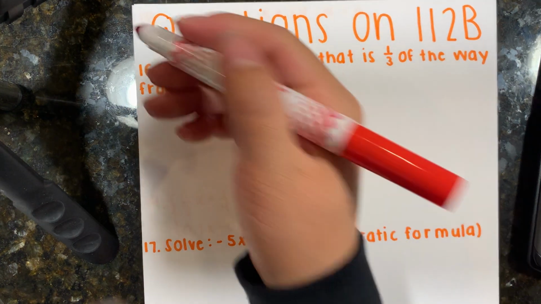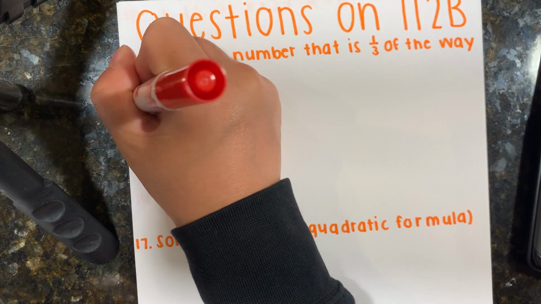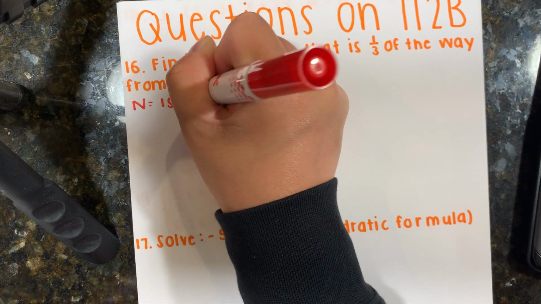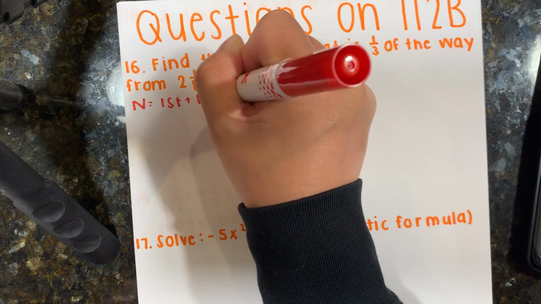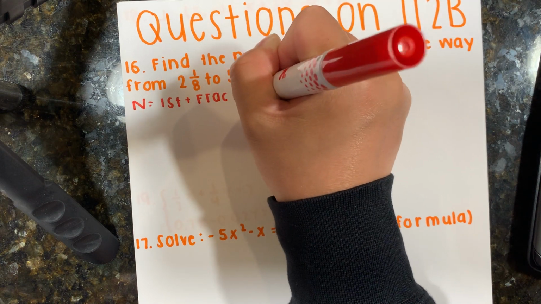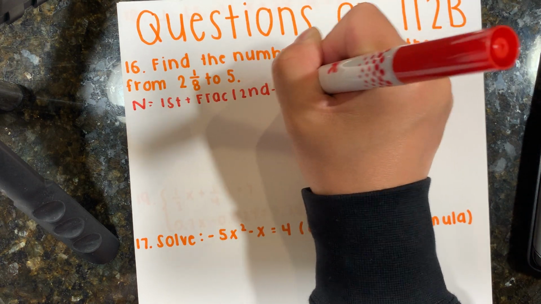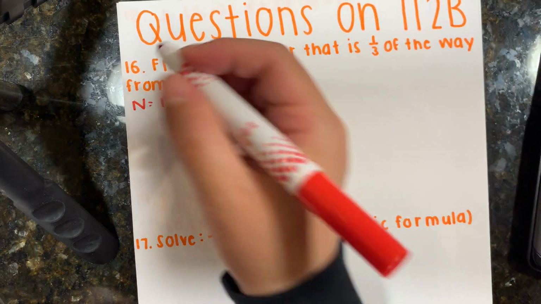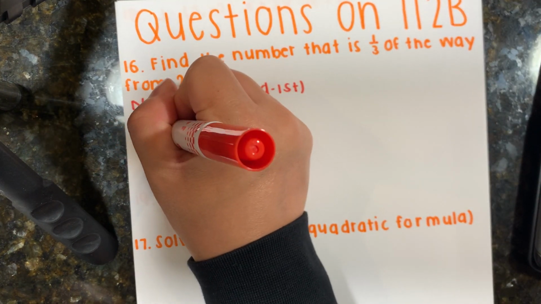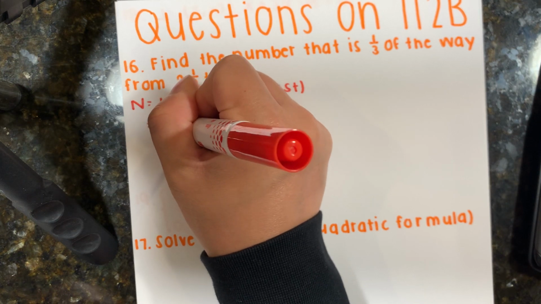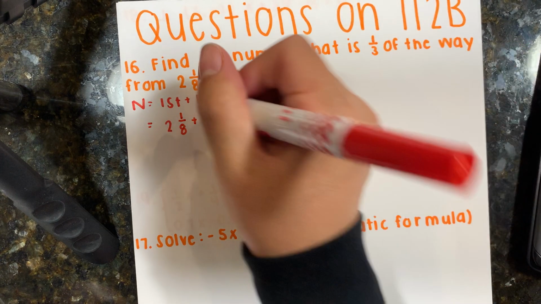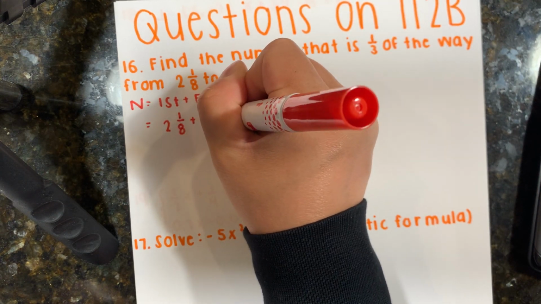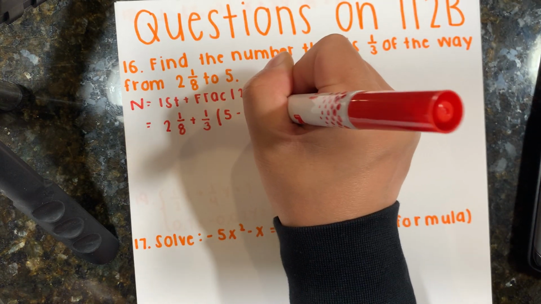So I am going to start by filling in the equation, which is n is equal to the first number plus the fraction times the second number minus the first. This is the fraction, this is first and the second. So the first is going to be 2 1/8. The fraction is 1/3. The second is 5 minus 2 1/8.